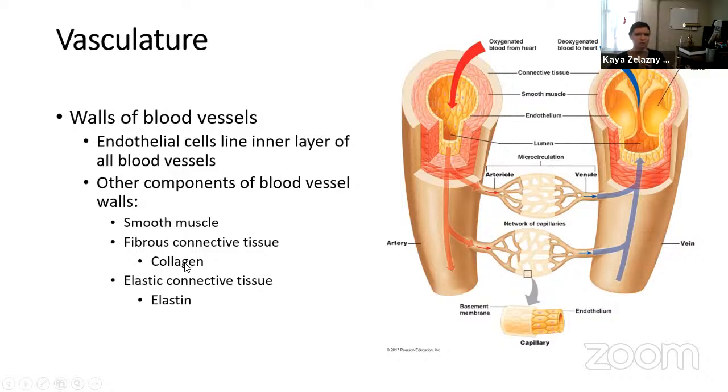The thickness of our connective tissue and what exactly is in that connective tissue is going to make the physical properties of the blood vessel vary. Like how stretchy they are, their compliance, which we'll talk about in a second, is going to differ depending on some of the properties of this connective tissue around the outside.